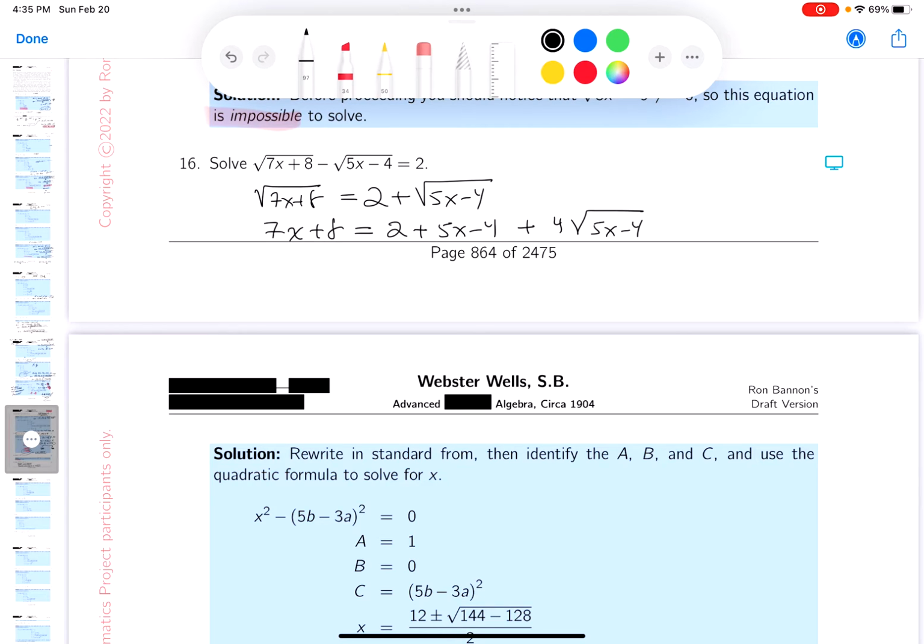Now, granted, people are looking at that and saying, what am I going to do now? Well, I've got to isolate the radical again. And the way I'm going to do that is I'm going to subtract 5x from both sides. And let's see, I'm going to add 2 to both sides.